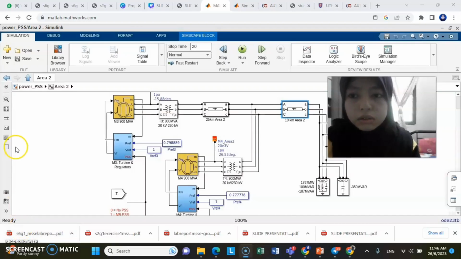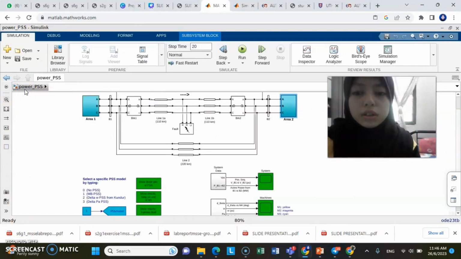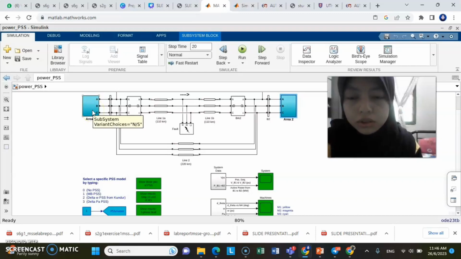Assalamualaikum warahmatullahi wabarakatuh. My name is Nashuhani binti Abdul Halim, AE100045, and I will present about simulating the second situation, second number, which is sudden decrement at bus 7.